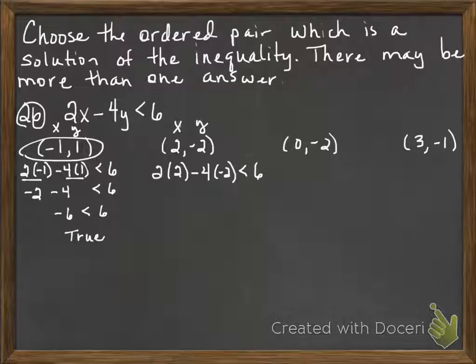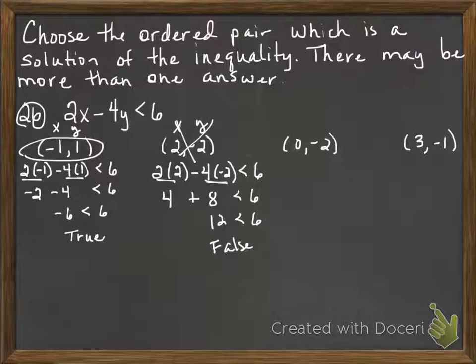We're going to do our order of operations. There's nothing to do in parentheses, no exponents. Then I'm going to multiply from left to right, so I have some multiplication problems here. 2 times 2 is 4. The -4 times a -2 is a +8. 4 plus 8 is 12. And then you're going to ask yourself, is 12 less than 6, true or false? 12 is not less than 6, so that's a false statement. If that's a false statement, that means 2, -2 is not a solution.